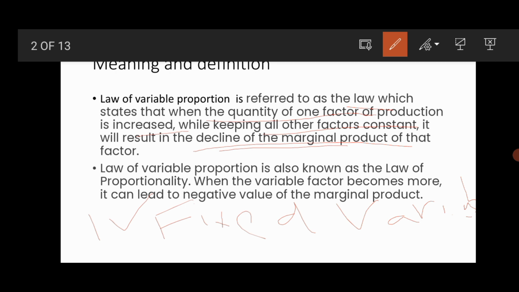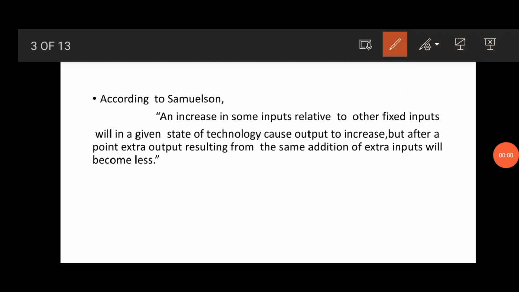Another name for the law of variable proportion is the law of proportionality. When the variable factors become more and more, it leads to a negative value of the marginal product. That means if they are employing more variable factors while the fixed factor remains fixed, with no change in fixed factors, the marginal product (MP) is going to diminish, and it will become negative.